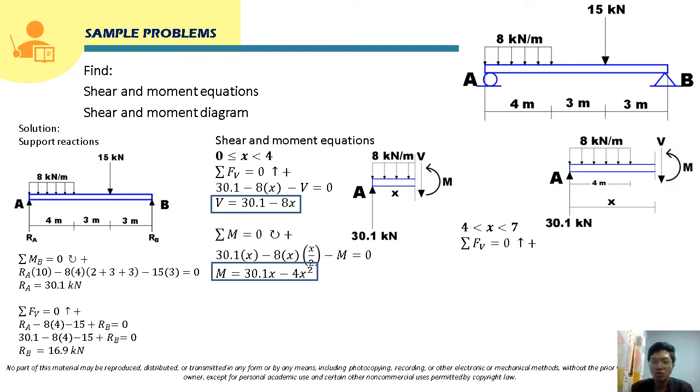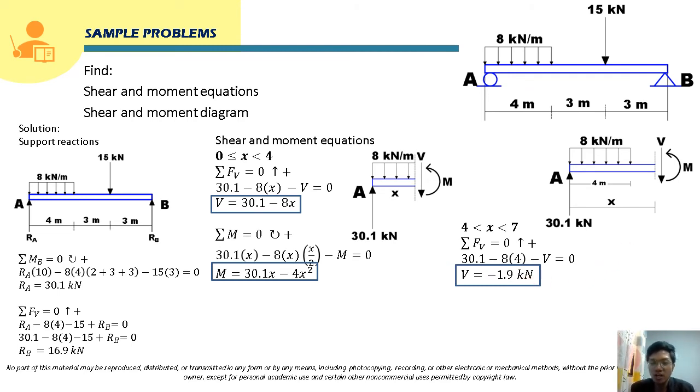So to solve for the shear force, class, summation of forces vertical. So this will be 30.1 minus the equivalent point load of this rectangular load, that is 8 times 4, minus V. So solving for V, class, this is negative 1.9 kilonewton. And as you can see here, class, the equation of shear here is constant, right? So this is constant.